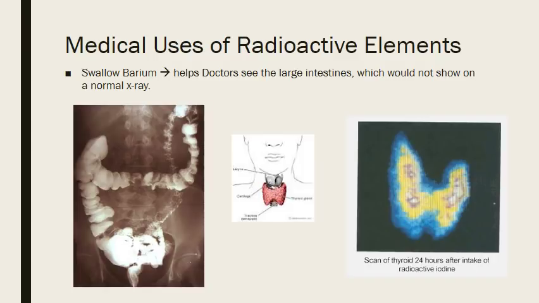So like we said earlier, the medical uses of radioactive elements. For example, if you swallow radioactive barium, this can allow doctors to see the large intestine. Considering that the large intestine is not a bone, this allows them to see soft tissue, like this large intestine, on an X-ray to determine if there's anything wrong with it.